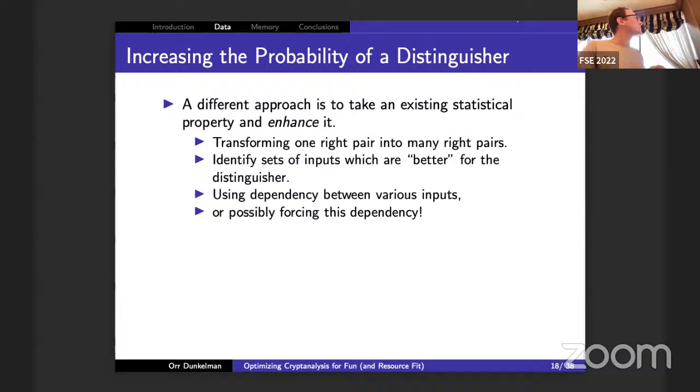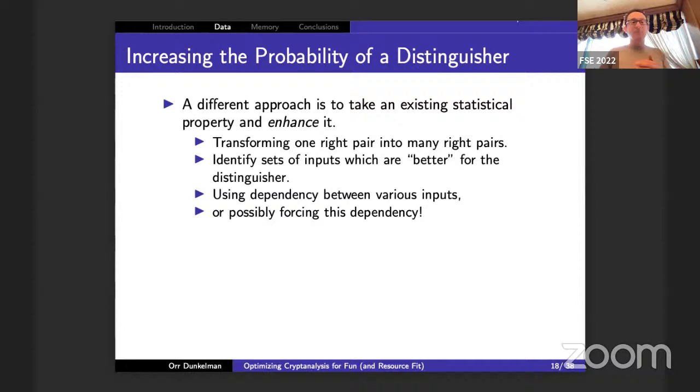So first one is how to transform a single right pair into many right pairs. This is a very useful tool, for example, in hash function cryptanalysis. If you remember Wang's attack on SHA-1, you find a pair that satisfies the first 20 rounds of the characteristic, you transform it into many pairs, and then one of them will work, and you don't need to pay the probability of the first 20 rounds. The same thing can be used also in block cipher cryptanalysis.